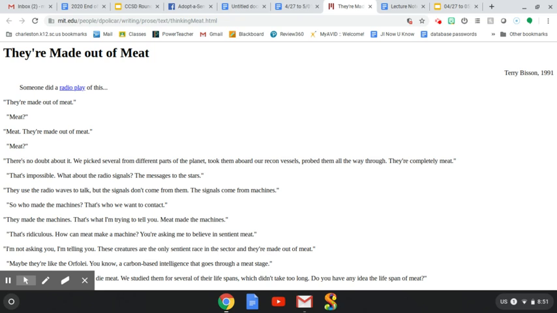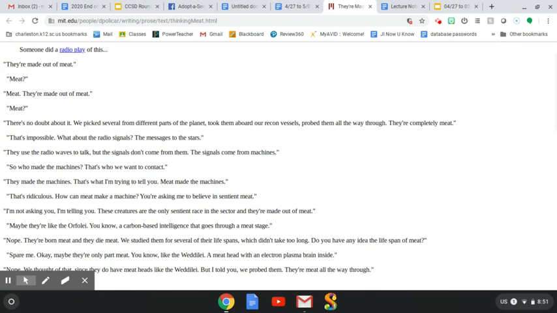As we continue reading, we realize that these meat-made aliens created machines to communicate with the two astronaut characters. Right here. One of the astronauts is flabbergasted and asks the other, "How can meat make a machine? You're asking me to believe in sentient meat." If you're sentient, that just means that you are capable of thinking and feeling. And as we know, hamburgers and hot dogs and strip steaks do not think or feel. As readers, we're probably siding with the first astronaut. How could cows, after all, build any kind of machine?